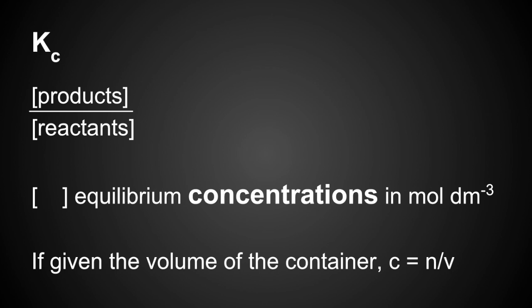Kc is the equilibrium concentration of products over reactants, so it's a measure of how far the equilibrium is to the right or the left. Obviously, if Kc is greater than 1, you've got a higher concentration of products to reactants at equilibrium, and vice versa. Those square brackets, that little c in Kc stands for equilibrium concentrations, and they're measured in moles per decimeter cubed. And if you're given the volume of the container in the information, you need to factor that in to calculate the concentration. So moles over volume for that.